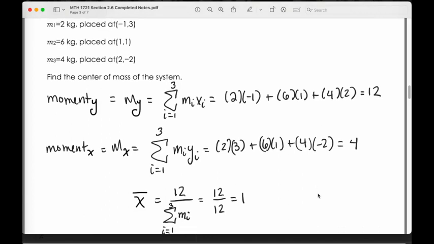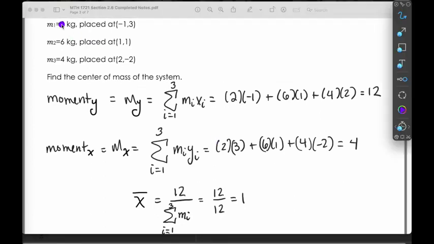Now, to find the total mass, I just have to add up 2, 6, and 4. That's my total masses here. That will give me a total of 12.